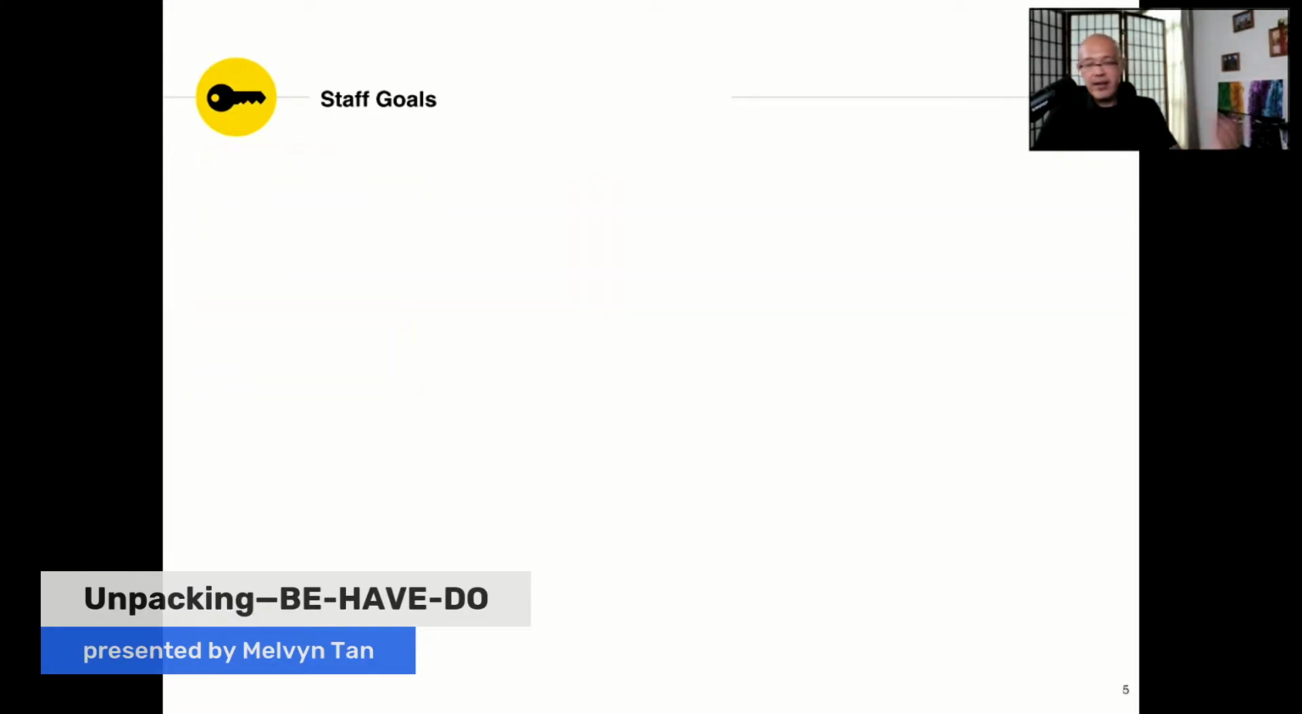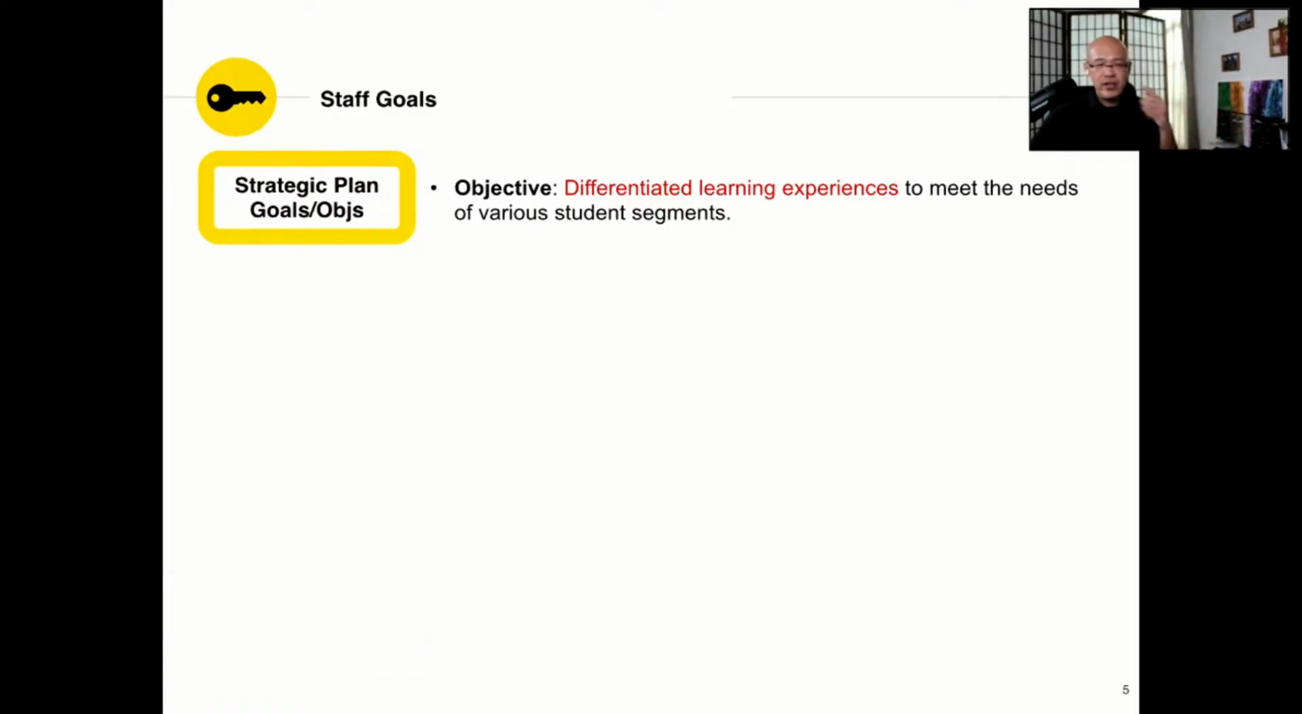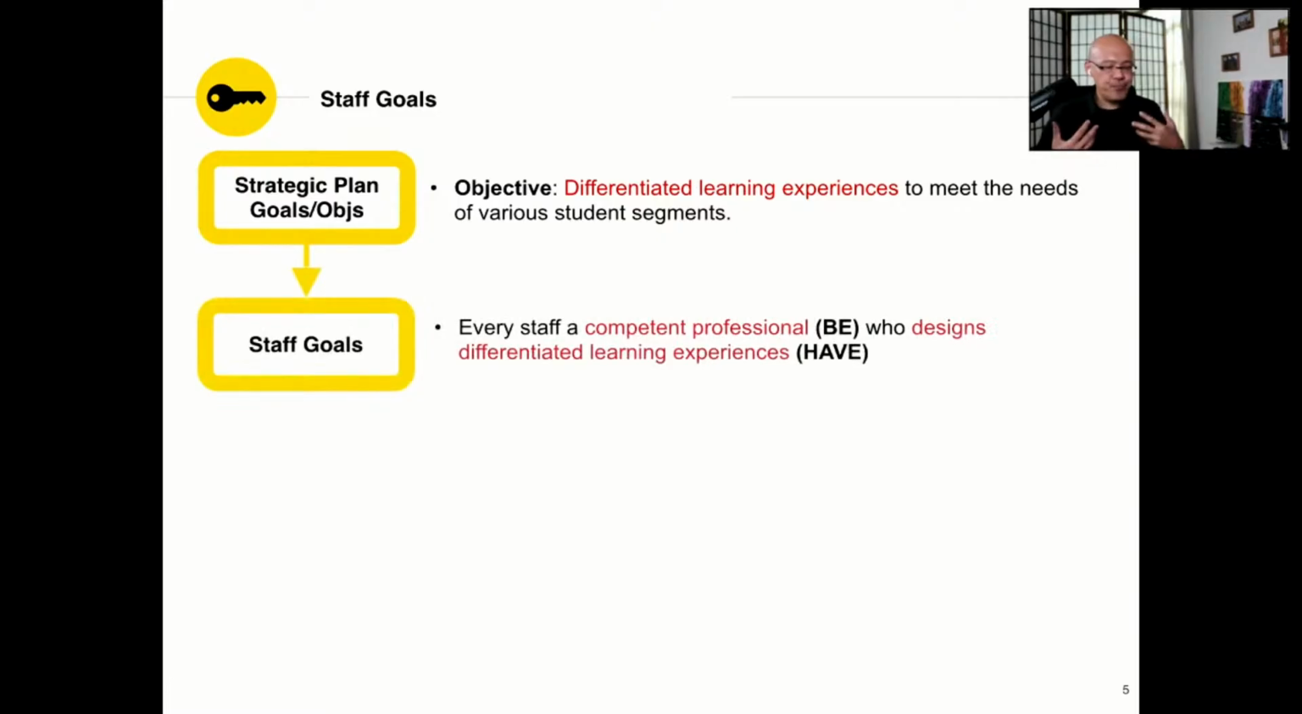Now, another example that I can give you, which is slightly different, is a school that wants to have differentiated learning experiences for their students. Once again, they're going to ask themselves, what kind of staff must we have in order to achieve that goal? We can say that we want every staff to be a competent professional, but what does it look like? Well, they must have the skill set to design differentiated learning experiences.